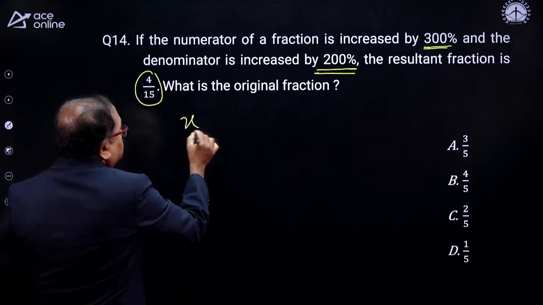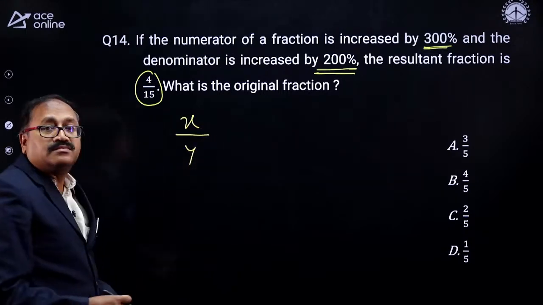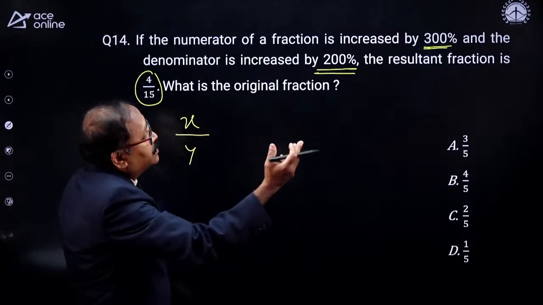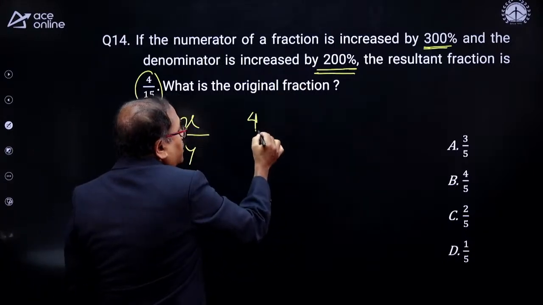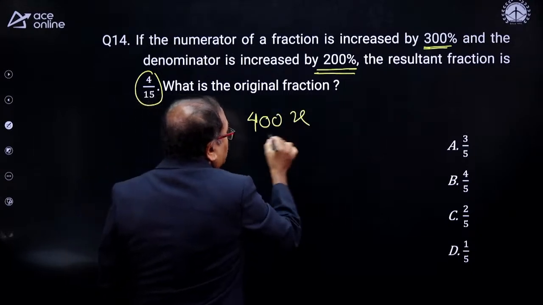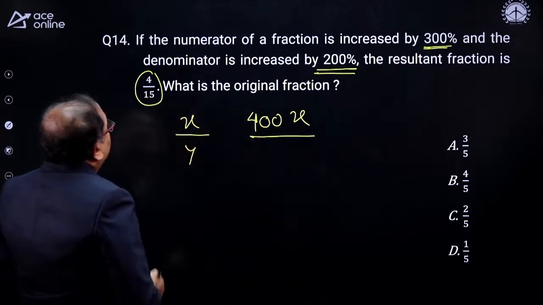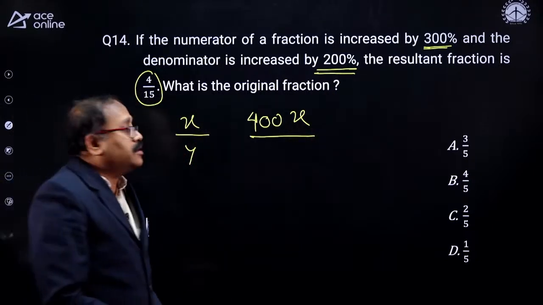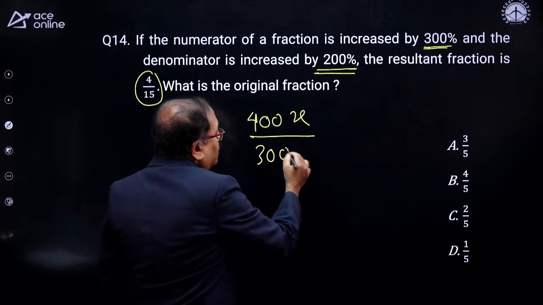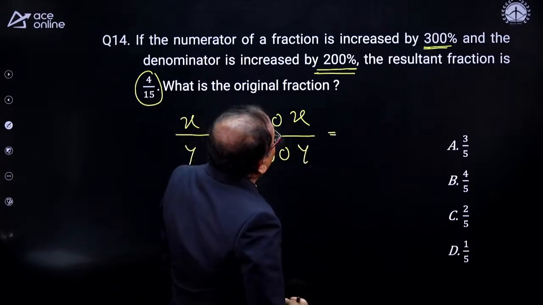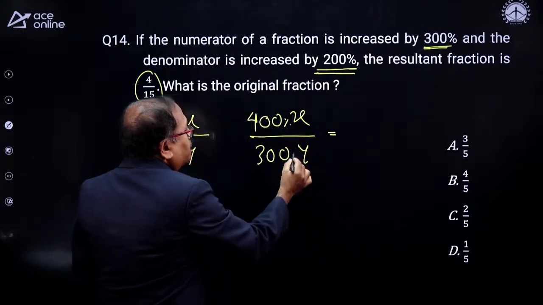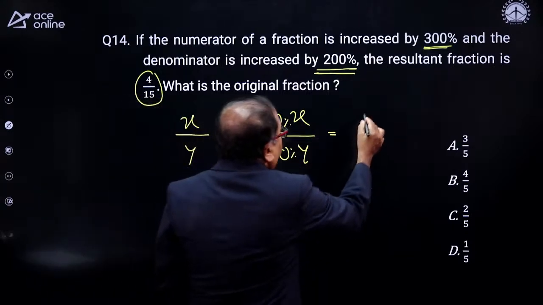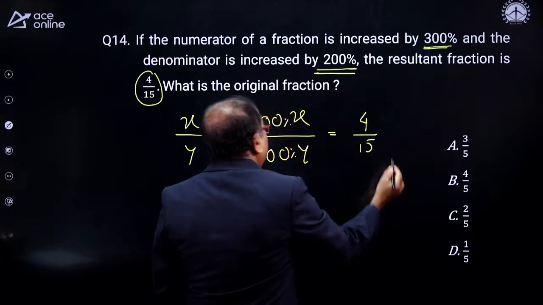I will consider this as x and this as y. Now the numerator is increased by 300%, right? So it will become 400% of x. The denominator is increased by 200%, that means it will be 300% of y, which is equal to, as percentage is there in both cases, I can cancel this, and then the fraction becomes 4 by 15.